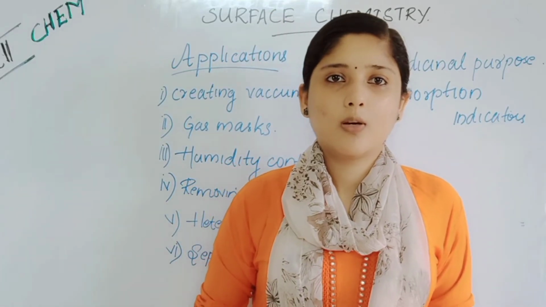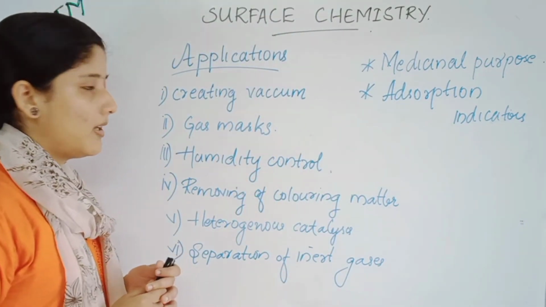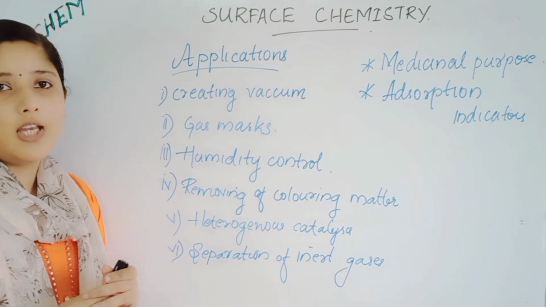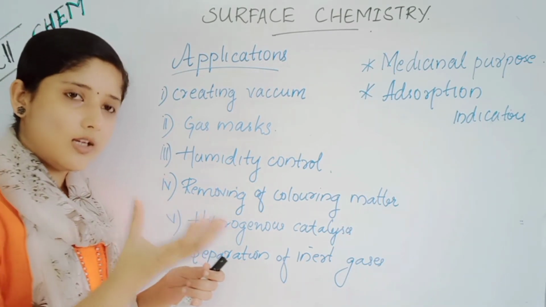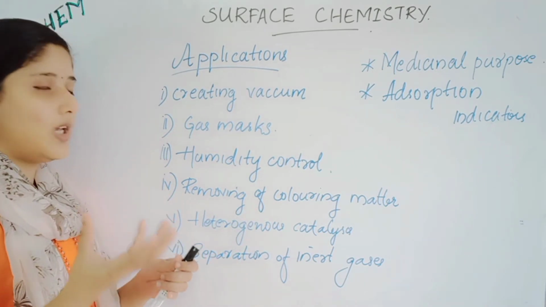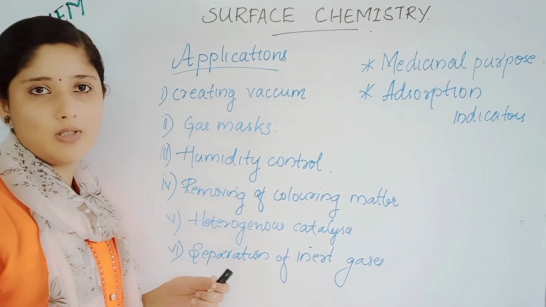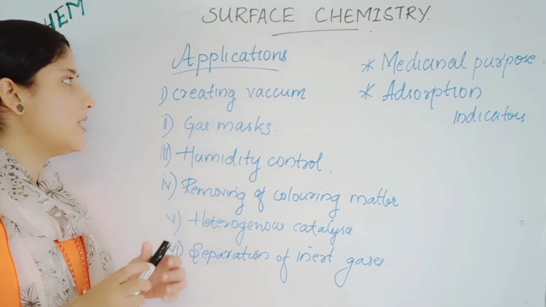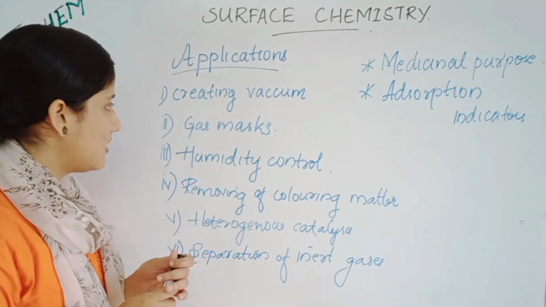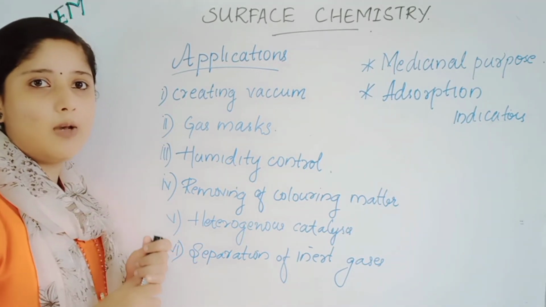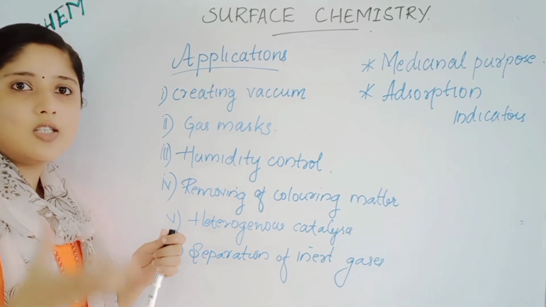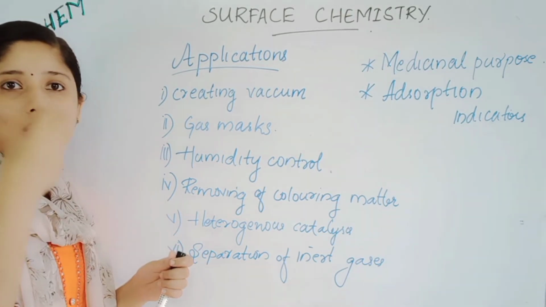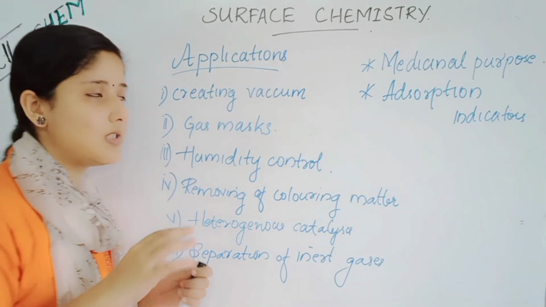Now let's discuss some of the applications of adsorption. First application is creating vacuum. If we need to create a vacuum in a bottle or in any experimental setup, we can use adsorbents that will adsorb the gases inside it. That is, it helps in creating vacuum. Next application is gas mask. We already studied about gas mask. It adsorbs certain poisonous gases. In the mask, activated charcoal is present that adsorbs the poisonous gases.